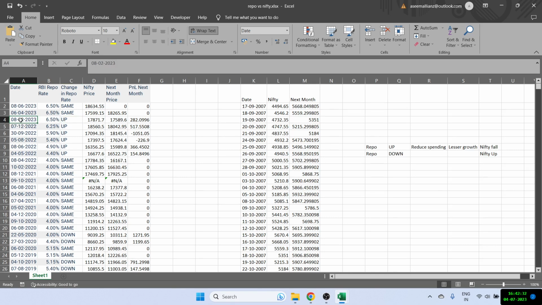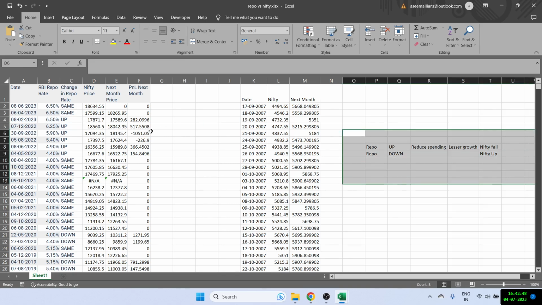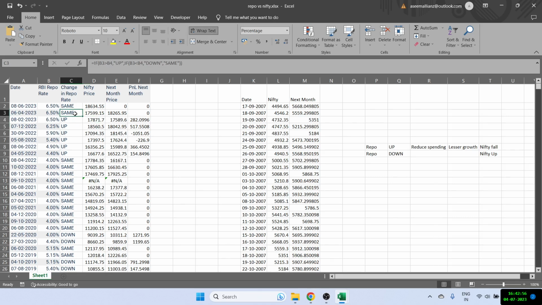Now on this day, the closing price of Nifty is here. So I've added all the closing prices of Nifty on this particular date. And what I'm going to do is, based on the repo rate, if it goes up, I'm going to sell Nifty. And if it goes down, I'm going to buy Nifty as per our analysis here. So that's what I've done. When it goes up, I have sold it, and when it goes down, I will buy it. And if it's the same, I will not do anything.